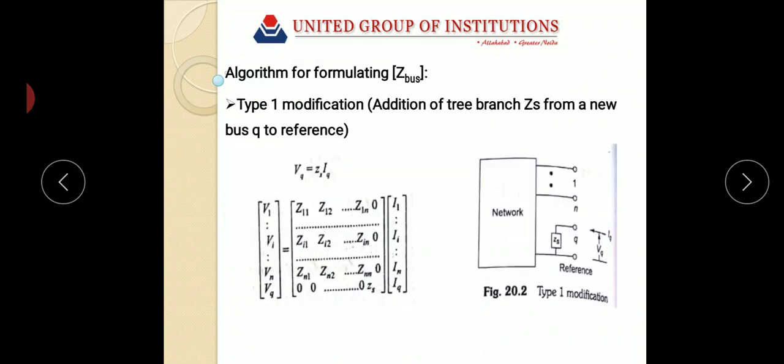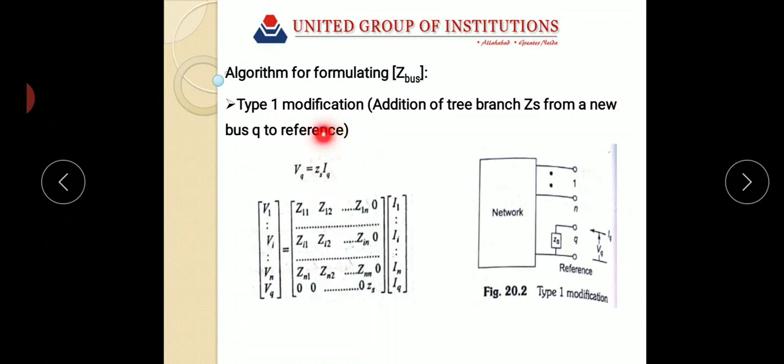Okay. So number 1, type 1 modification: addition of tree branch Zs from a new bus to reference. Here figure 20.2 shows a branch Zs connected between reference bus and a new bus Q. For this new branch, we can write VQ equal to Zs into IQ. Okay.